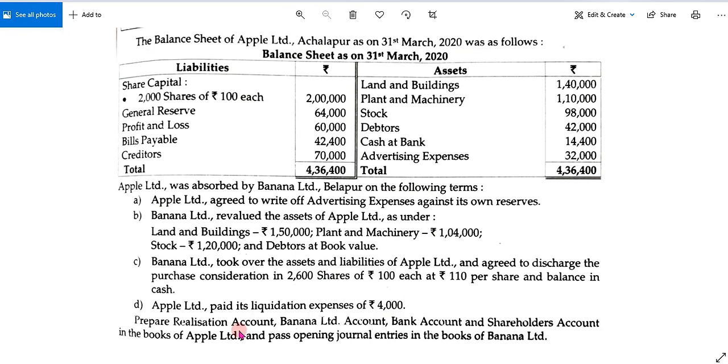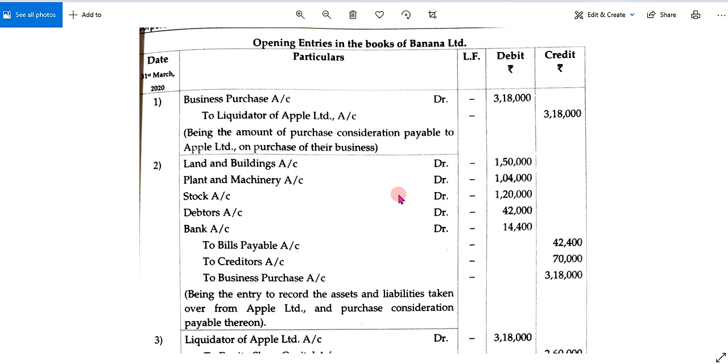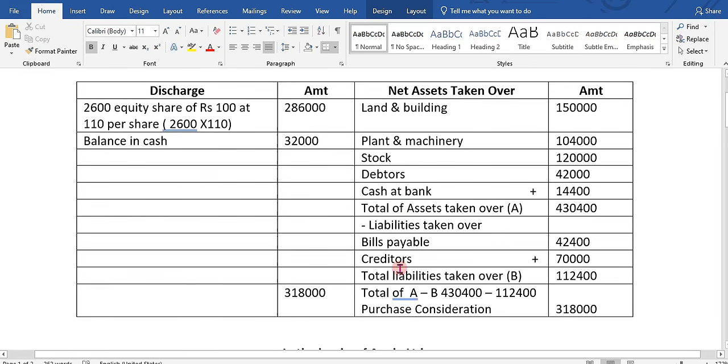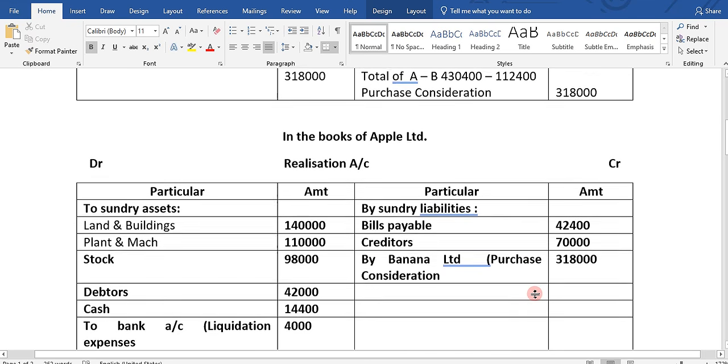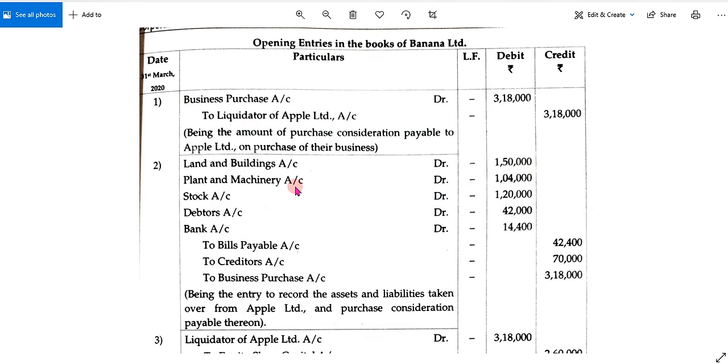So now what is remaining? We have prepared all the accounts as per the question. Now next we have to pass the journal entries in the books of Banana Limited. In the same way as you prepared the ledgers, you have to pass the journal entries of purchase consideration, then realized assets, then how the equity shareholders were discharged.